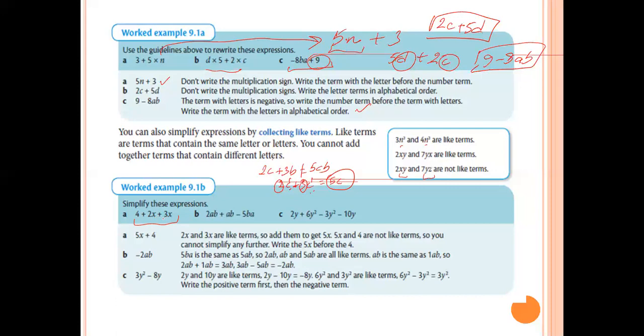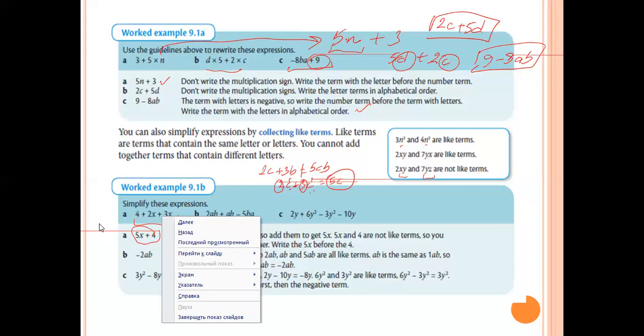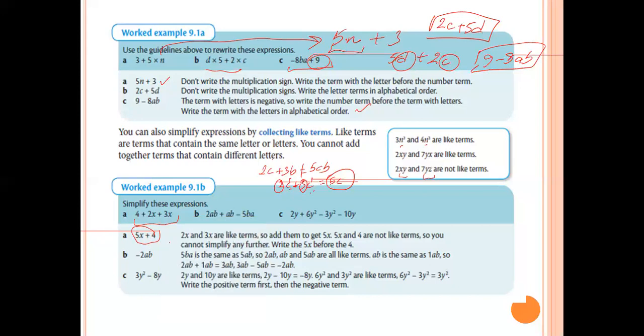What kind of terms? Like terms, of course. So 2 and 3, we can only add their coefficients, and the x is the same, the powers are also the same. Just 2 plus 3 is 5x. Only one x, right? And plus, what was the sign of 4? Of course, plus, or positive. That's why we can just write 5x plus 4.